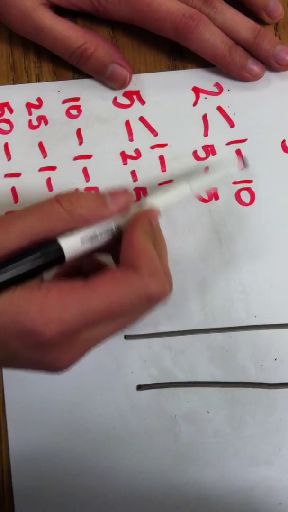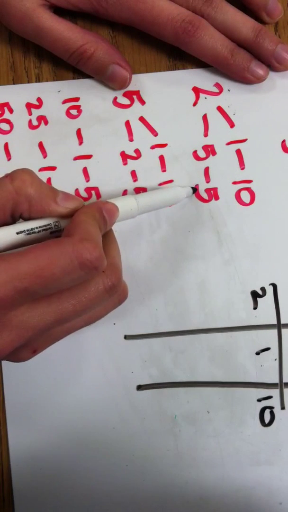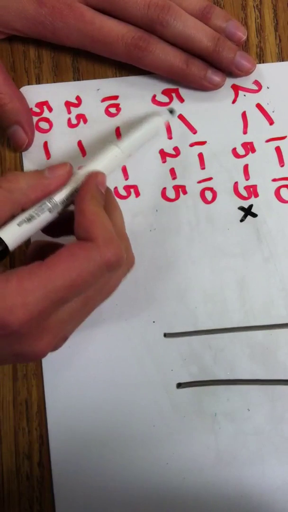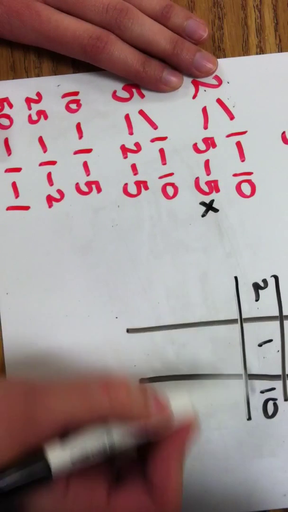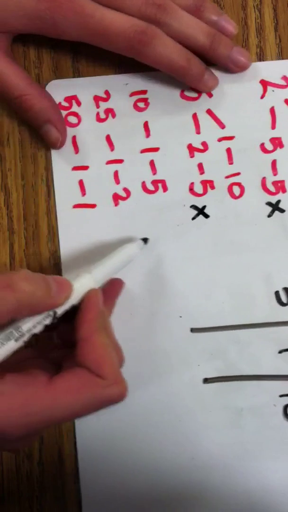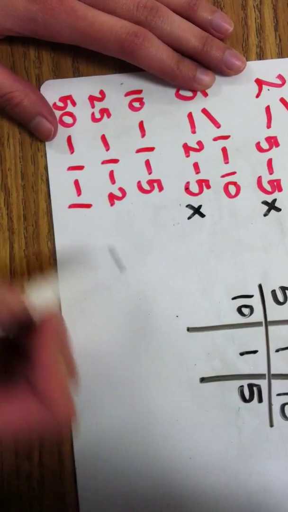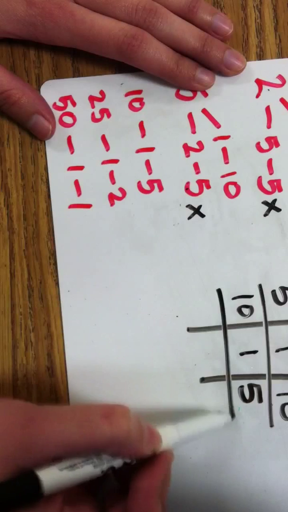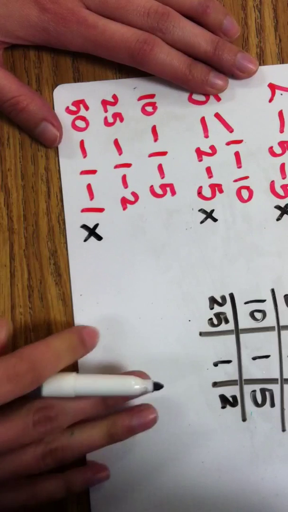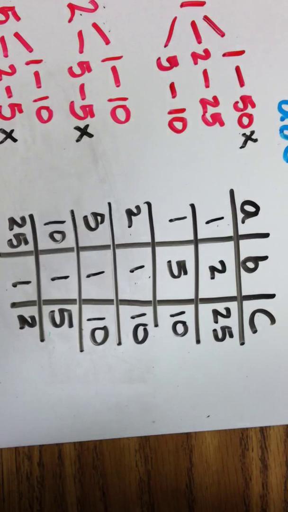From here we can have 2, 1, and 10, but we can't have 2 times 5 times 5 because we need different integers. We can have 5, 1, and 10, but we can't have 5, 2, and 5. We can have 10, 1, and 5, and we can have 25, 1, and 2, but we can't have 50, 1, and 1 because we want different integers. So now we have all the combinations of a and b.